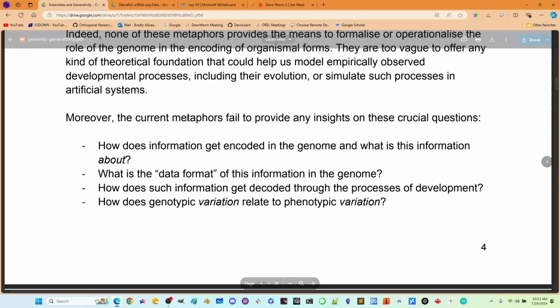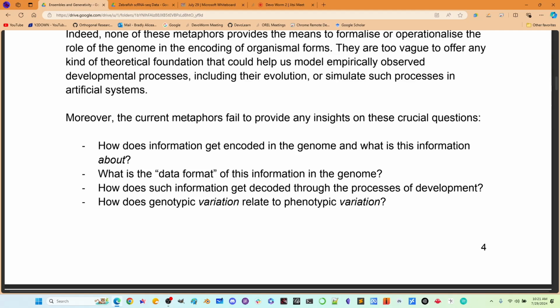One part of this paper, they talk about the current metaphors like program and blueprint, and how those metaphors fail to provide insights on certain questions. These are the questions that people typically ask in development or that lead from those metaphors. The first one is, how does information get encoded in the genome, and what is this information about? When you just say there's information in the genome, that's not really good enough, because what is the information? Is it just kind of like transcribe this, don't transcribe this, stop transcribing, keep transcribing, or is the entire form encoded in the genome? This is a question that we don't really know. People throw the term code or encode around a lot, but it doesn't mean anything unless there's actually something that's being encoded.